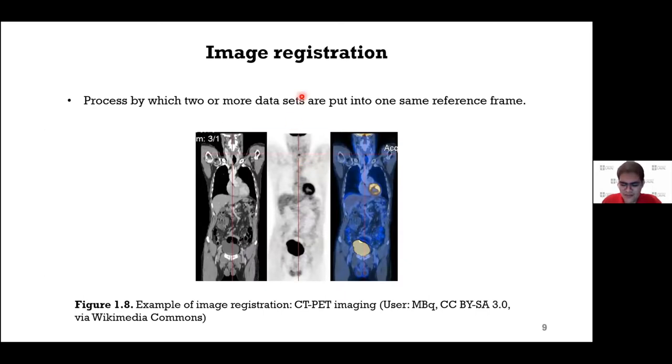Before I go into my project objective, I have to define what image registration is, which basically is a process in which two or more data sets are put into one same reference frame. In this example of medical imaging, there's a registration of CT and PET imaging, which is computed tomography and positron emission tomography. And here is the resulting image registration.